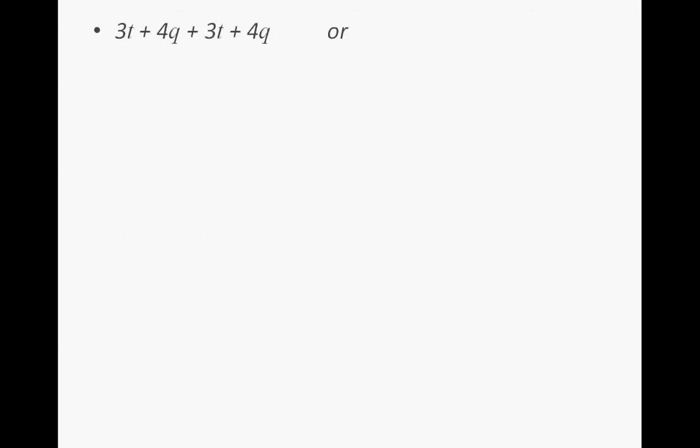So you could have come up with 3t plus 4q plus 3t plus 4q, or you could have done 2 times the quantity of 3t plus 4q, or even still, you could do 6t plus 8q. Or you might have some other way of showing this.